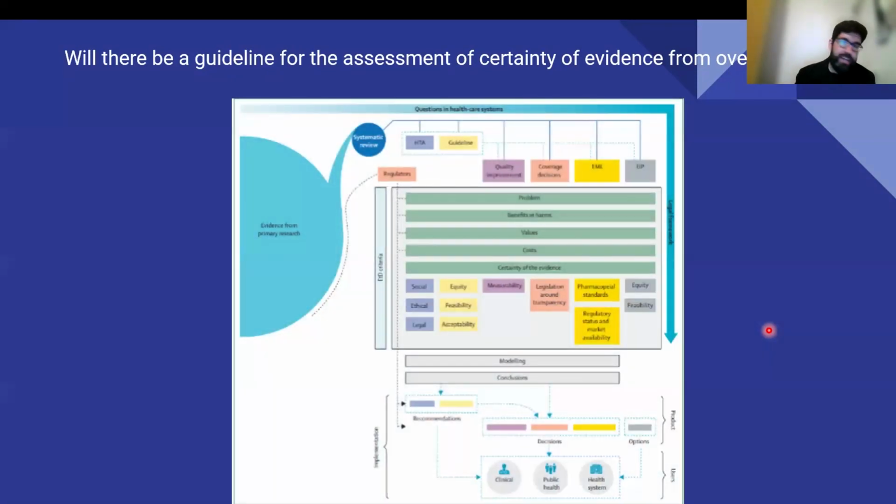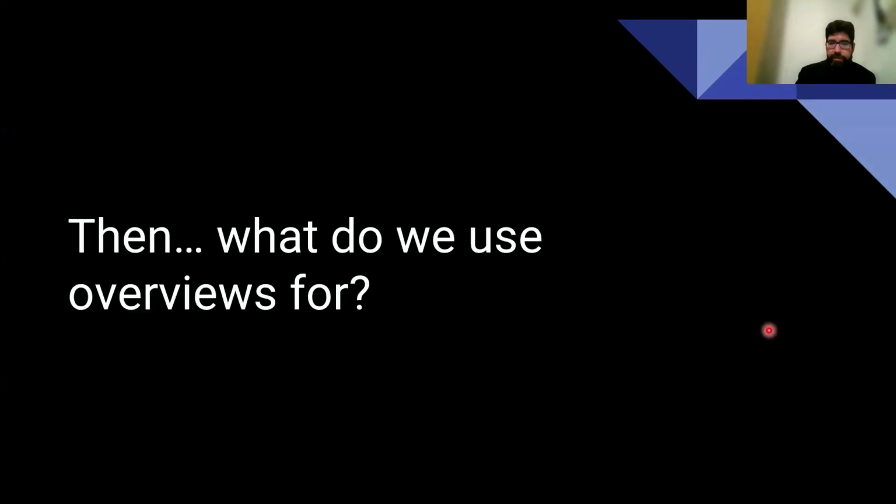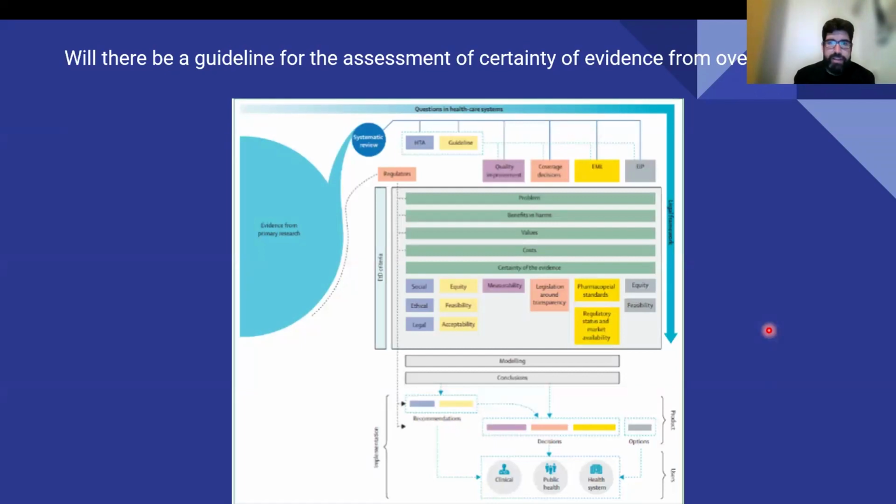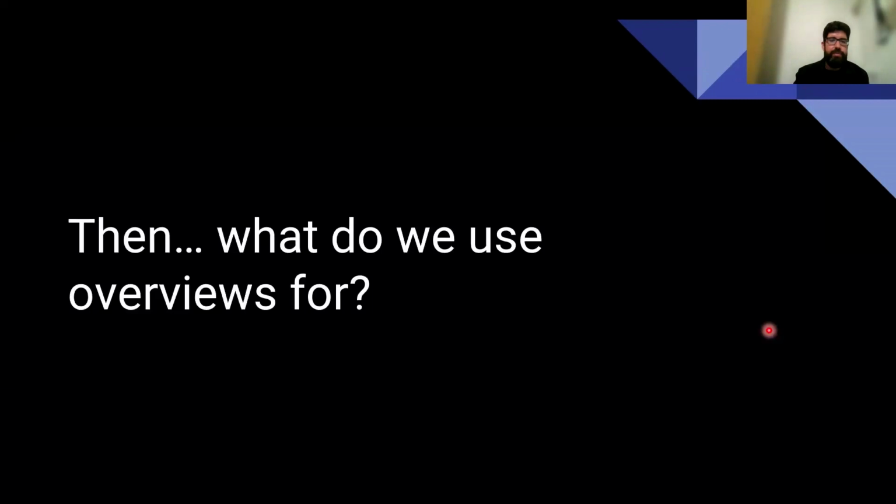Will there be a guideline for the assessment of certainty of evidence from overviews? I really don't know, because if I see the evidence ecosystem again, overviews are not here, not within the evidence ecosystem. So I don't know if that will be a logical development in the future.